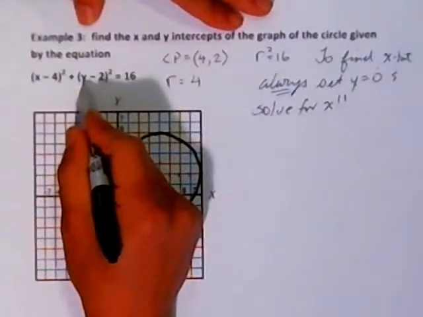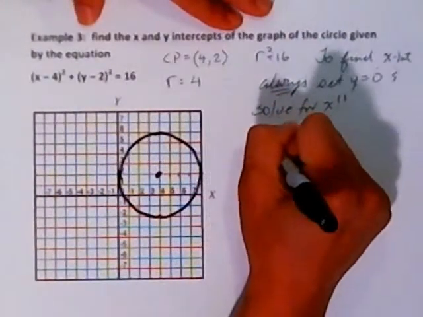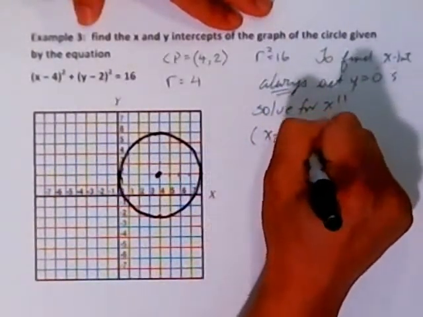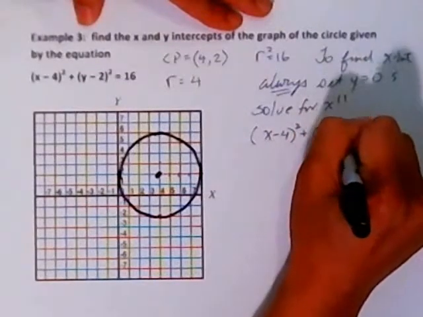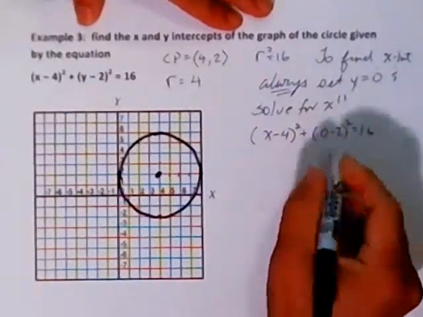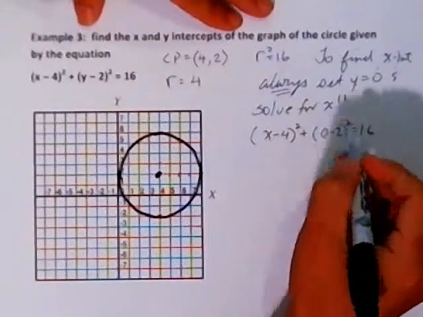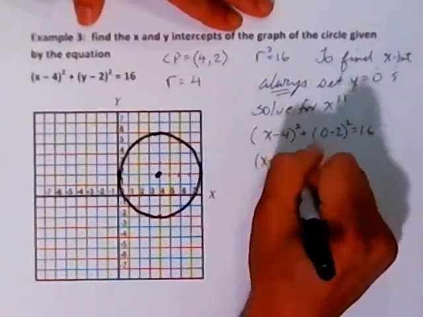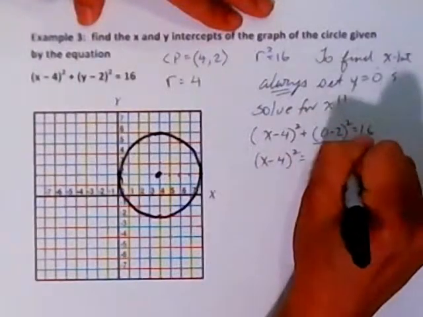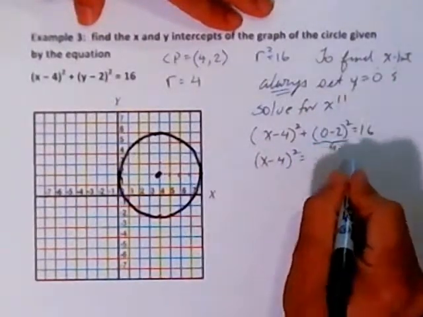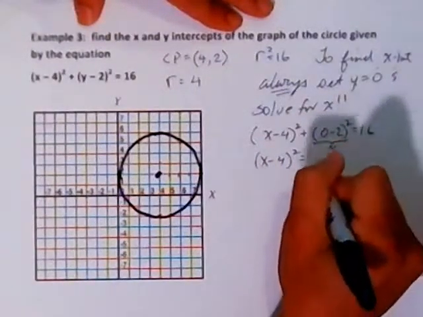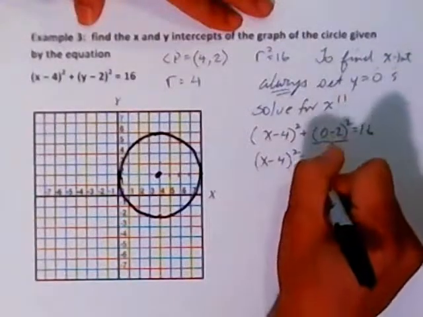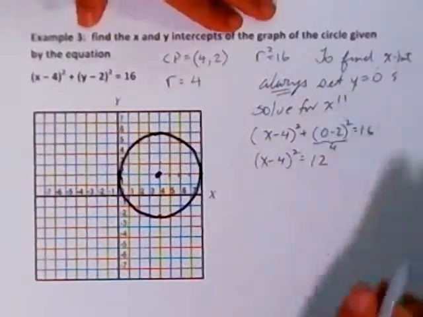So I'm going to set this equal to 0. x minus 4 squared plus 0 minus 2 squared is equal to 16. Square that, you end up with 4. So x minus 4 quantity squared is equal to, that becomes 4. I'm going to move it to the right side. It's going to be minus 4 to both sides. It's going to be 12.